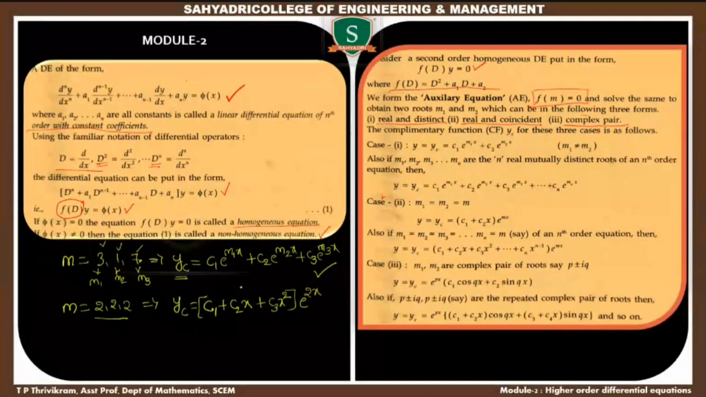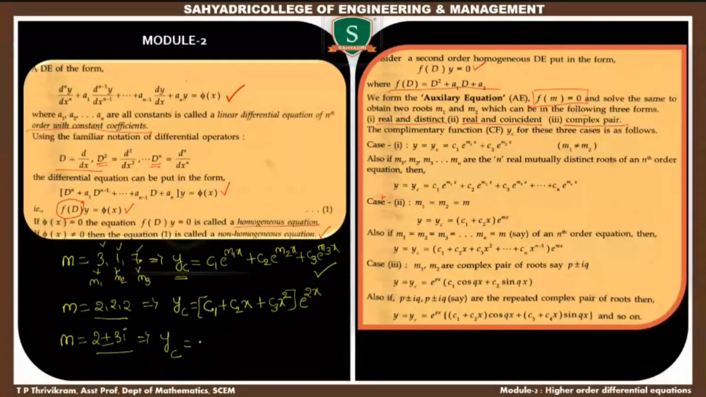In this way we will write the solution for repeated roots. Similarly, suppose your m equation is like this, 2 plus or minus 3i. This is called a complex pair, plus or minus 2 plus or minus 3i, or p plus or minus qi, anything like this. Then the complementary solution will be written like this.